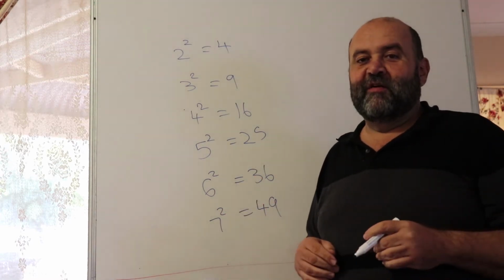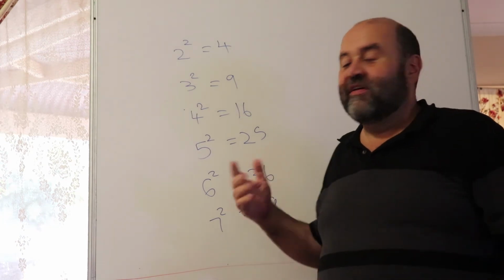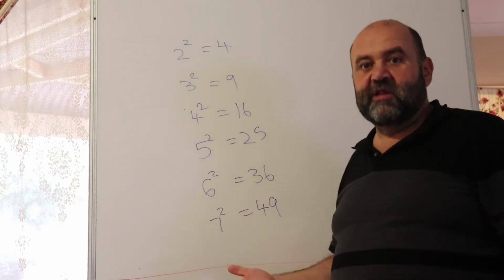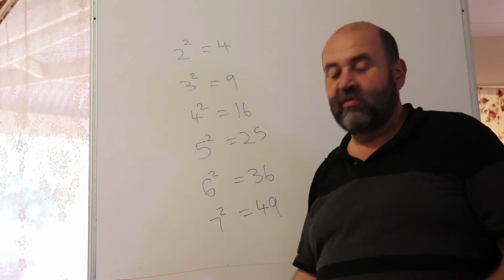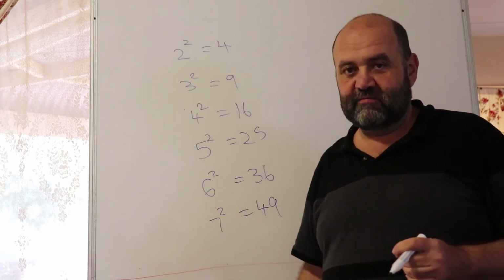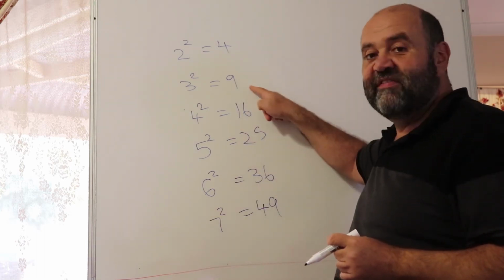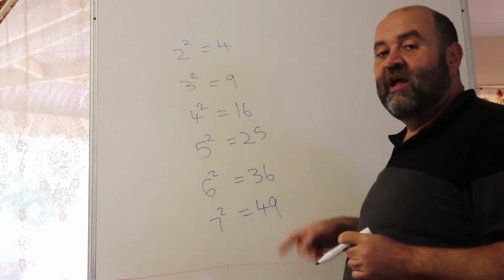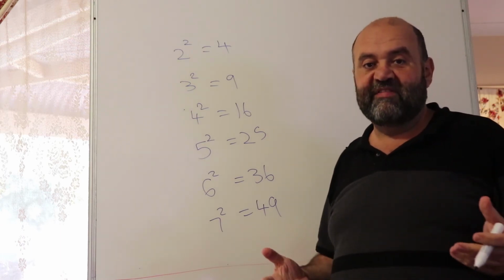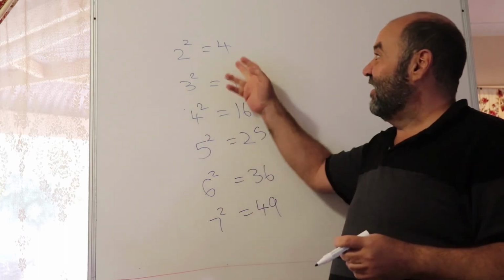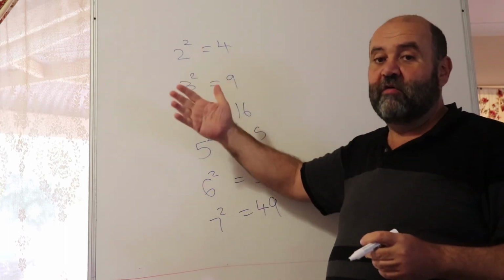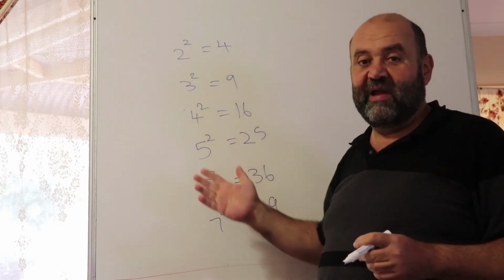Forget the dinging in the background, folks. It's a busy time. These numbers, of course, go on forever. We get 8 squared, 9 squared, 10 squared, 11 squared, 12 squared, all the way as far as you like. All these numbers on the right-hand side are what are called square numbers. They're square numbers because they come about as the result of a whole number being squared.